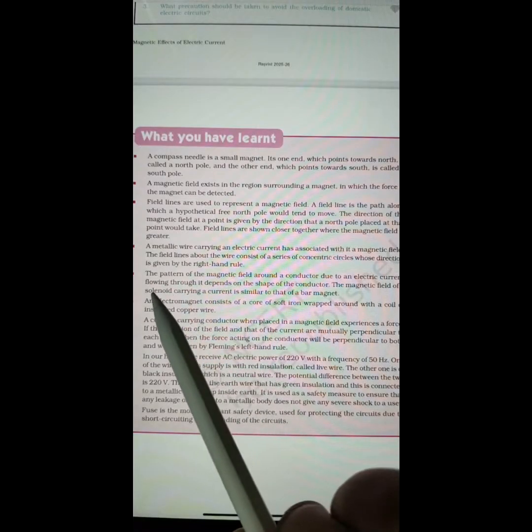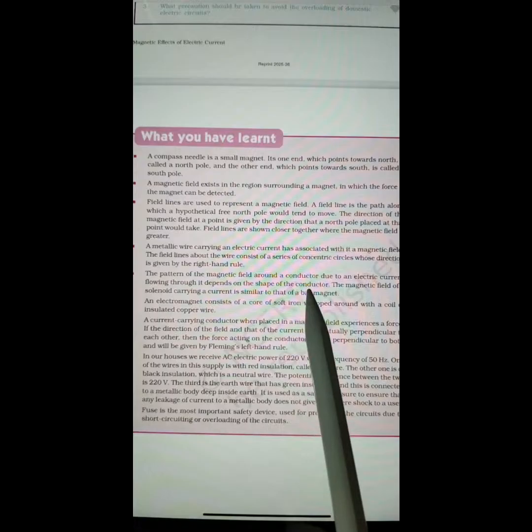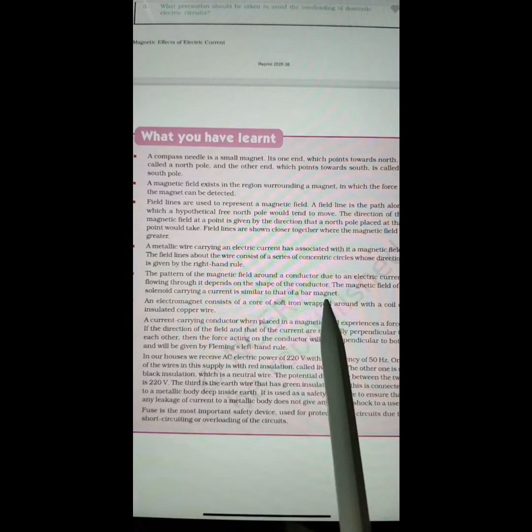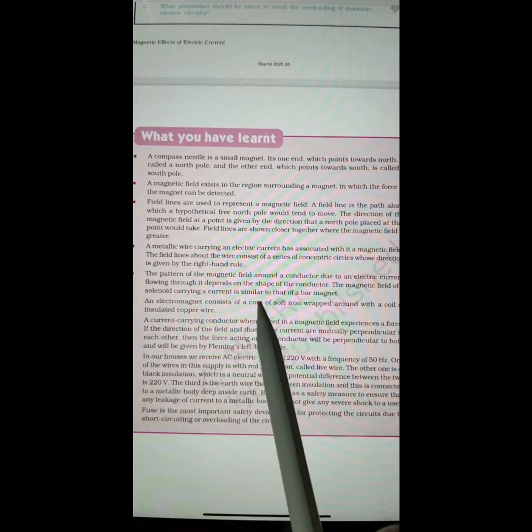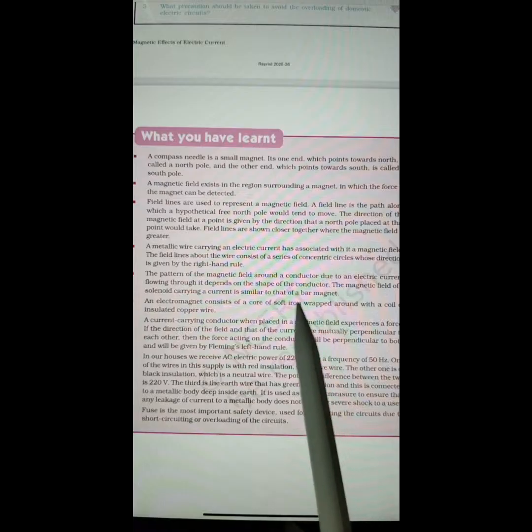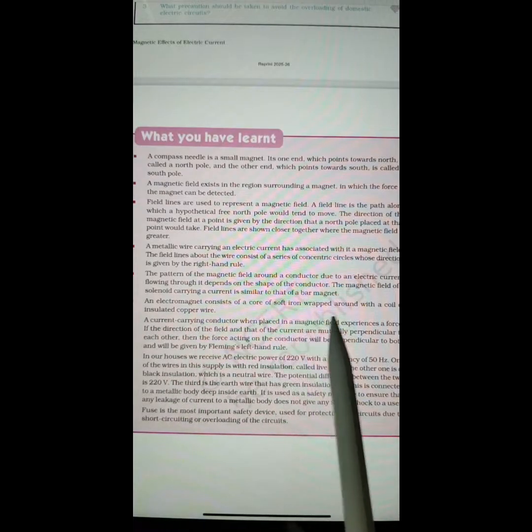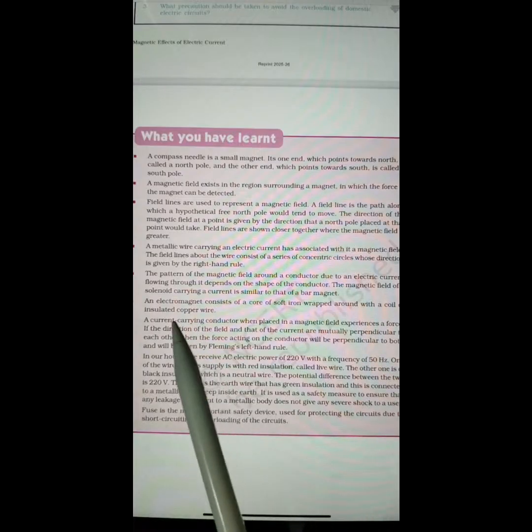The pattern of the magnetic field around a conductor due to an electric current flowing through it depends on the shape of the conductor. The magnetic field of a solenoid carrying a current is similar to that of a bar magnet. An electromagnet consists of a core of soft iron wrapped around with a coil of insulated copper wire.